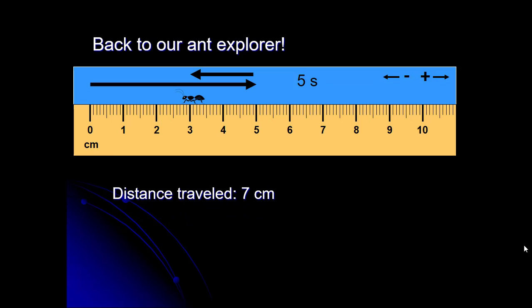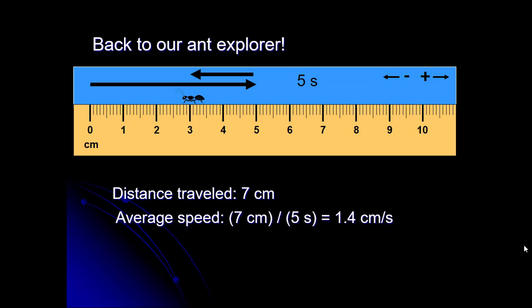So what is his speed? Well, he traveled 7 centimeters in 5 seconds. So 7 divided by 5 is going to be 1.4 centimeters per second.